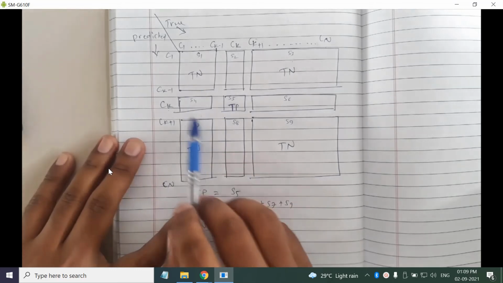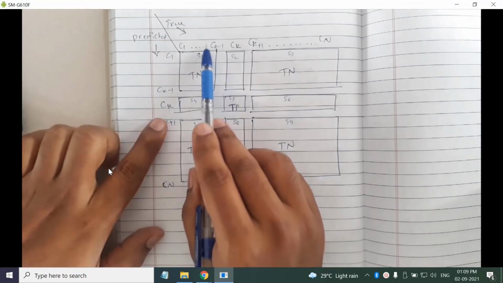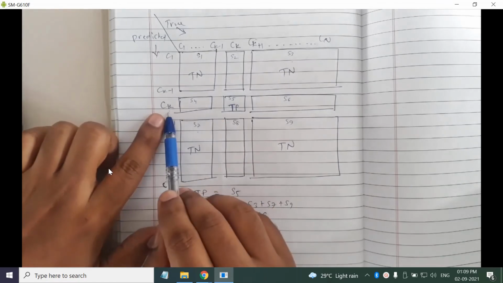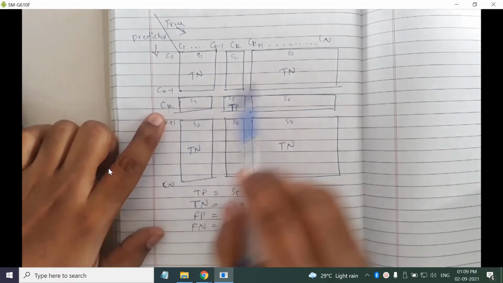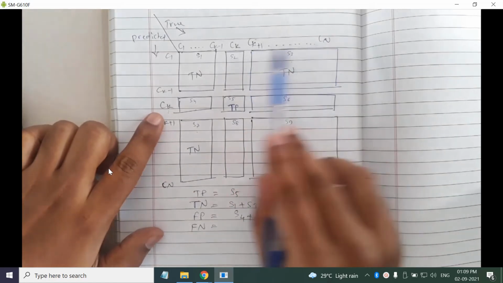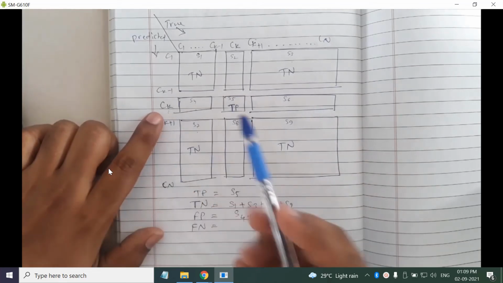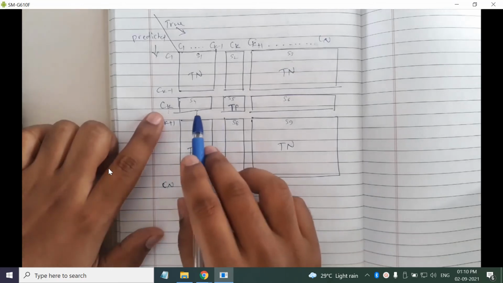Their label was C1 to CK minus 1, that means negative, and they are predicted as CK. And CK plus 1 to Cn, negative labels, but in the output we are getting CK. That means negative labels, so it is happening for S4 and S6. And remaining would be false negative.